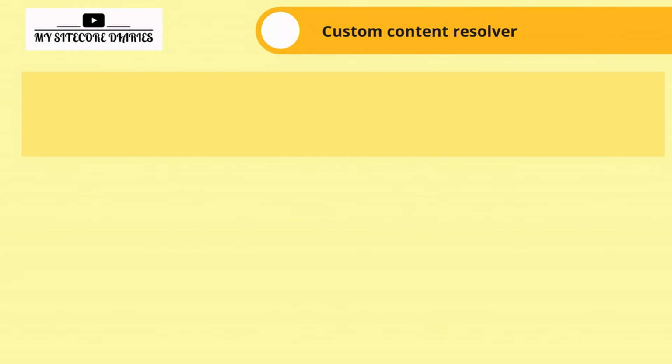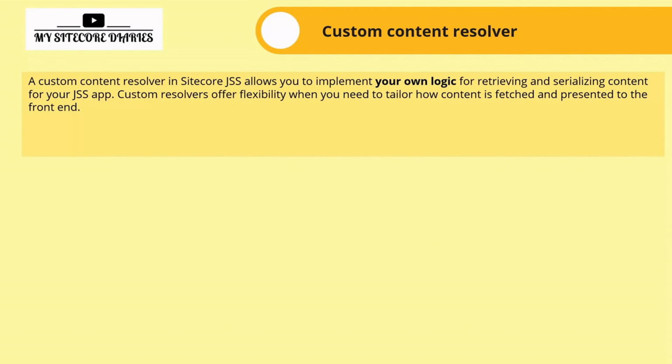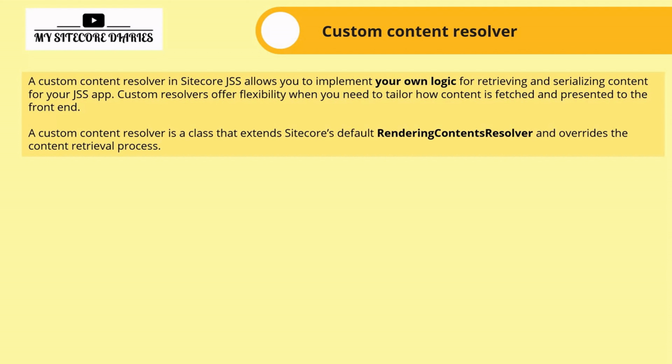Let's see what custom content resolvers do. A custom content resolver in Sitecore JSS allows you to implement your own logic for retrieving and serializing content for your JSS app. The custom content resolver offers flexibility when you need to tailor how content is fetched and presented to the front end. A custom content resolver is a class that extends Sitecore's default rendering contents resolver and overrides the content retrieval process.